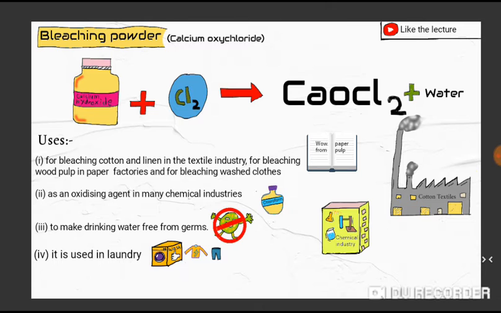Now, here is the cotton. As we know, it is very important. It must be cleaned. That's why bleaching powder also helps in this.